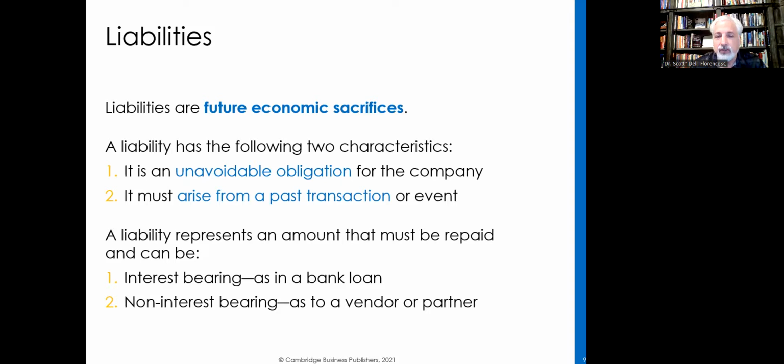And it must arise from a past transaction or event. And it's an amount that's going to be repaid. It can be interest bearing, like a bank, or non-interest bearing. We've got a vendor who sent us a bill, the utility company, and we're going to write the check. Marketing. We're going to be advertising. We're going to be in social media, whatever it might be.